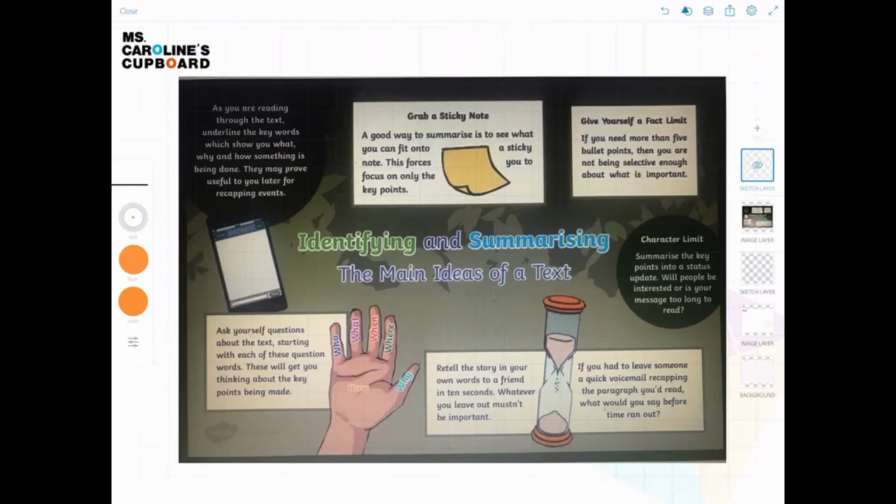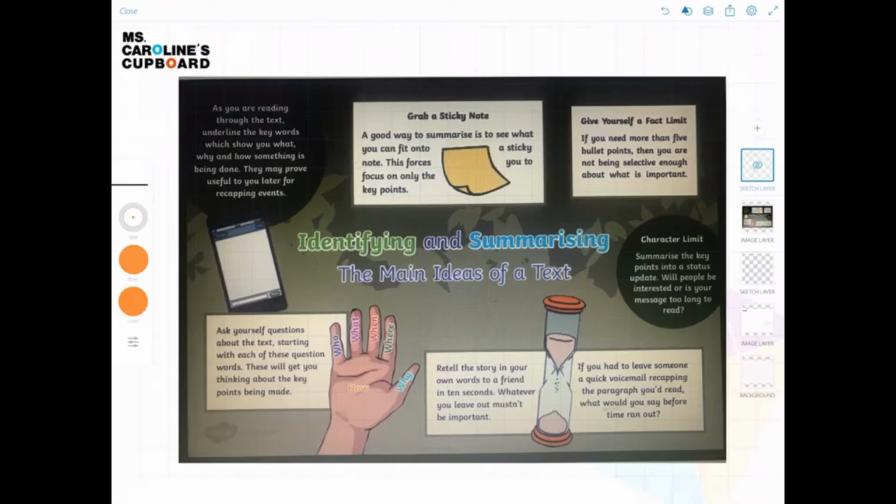Retell the story in your own words to a friend in 10 seconds. Whatever you leave out mustn't be important. If you had to leave someone a quick voicemail recapping the paragraph you'd read, what would you say before time ran out? So these are two really fun activities you can do. You could try telling your brother or sister or mum, dad, the summary of your text as quick as you can.